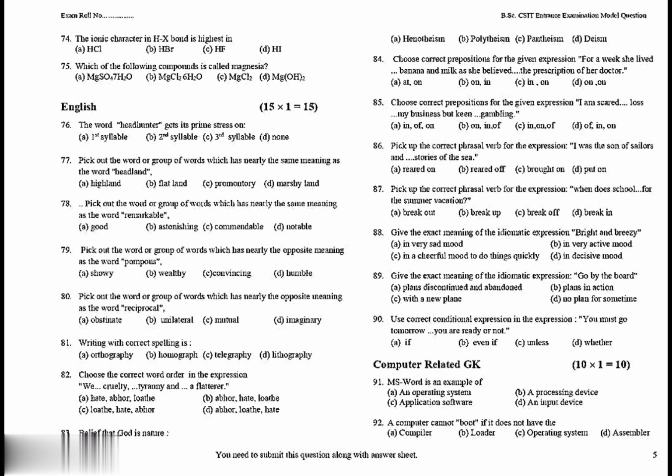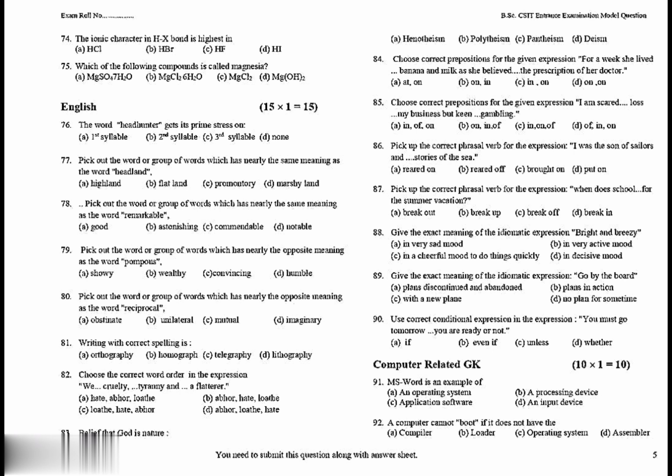79. Pick out the word or group of words which has nearly the opposite meaning as the word pompous. A. Showy, B. Wealthy, C. Convincing, D. Humble. 80. Pick out the word or group of words which has nearly the opposite meaning as the word reciprocal. A. Obstinate, B. Unilateral, C. Mutual, D. Imaginary.